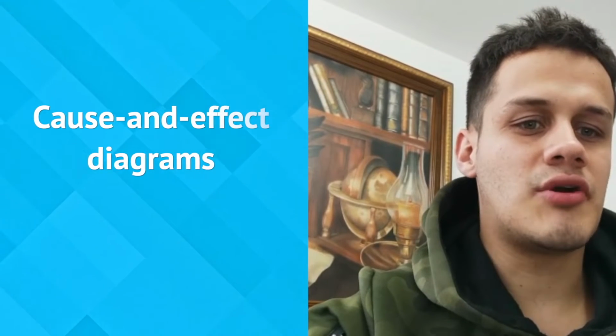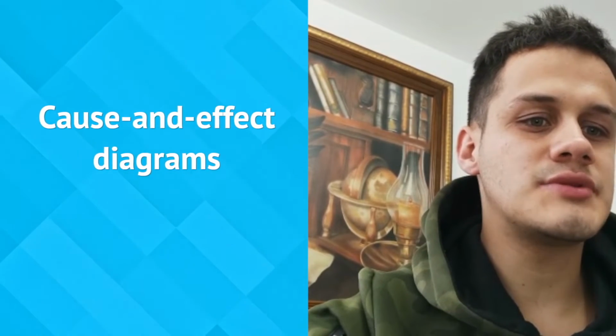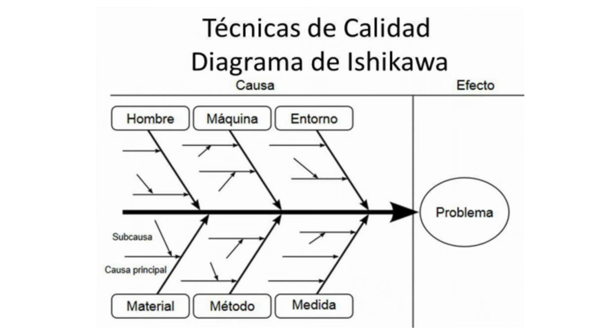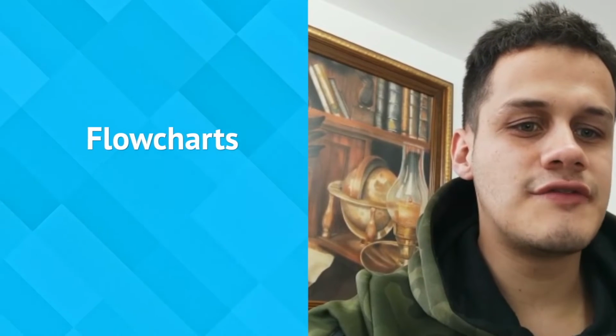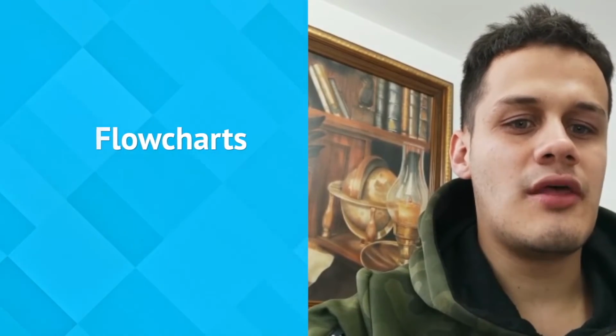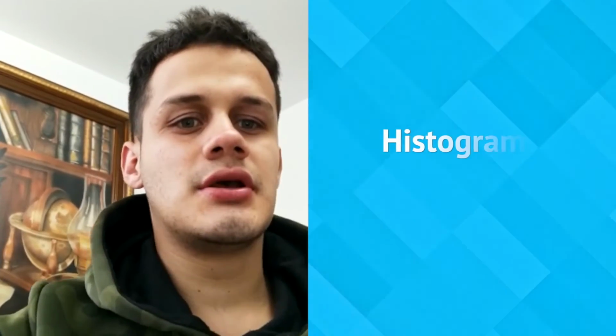Cause and effect diagrams. Cause and effect diagrams are also known as fishbone diagrams, Why-Why diagrams, and/or Ishikawa diagrams. Flowcharts show a series of steps that lead to a defect. Histograms. Histograms show a graphical representation of numerical data.